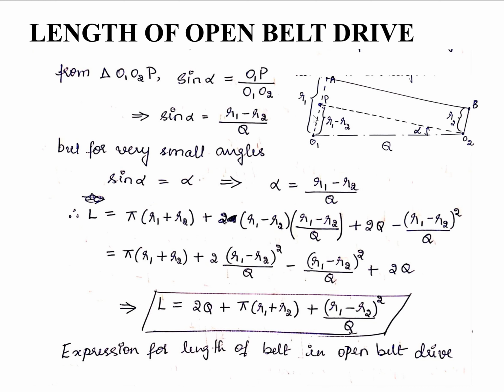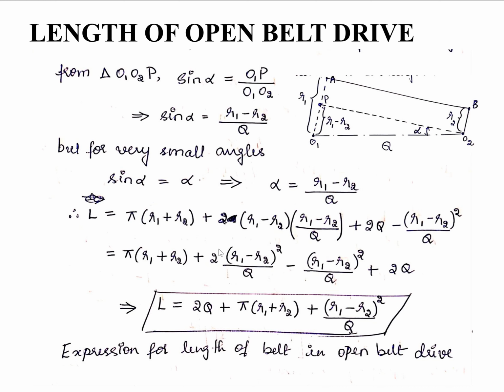And we know that this alpha is a very small angle. So in the case of small angles, we consider sin alpha as alpha, so sin alpha is equal to alpha. So this alpha will become R1 minus R2 by Q. Okay. So now I apply the value of alpha, which is R1 minus R2 by Q.